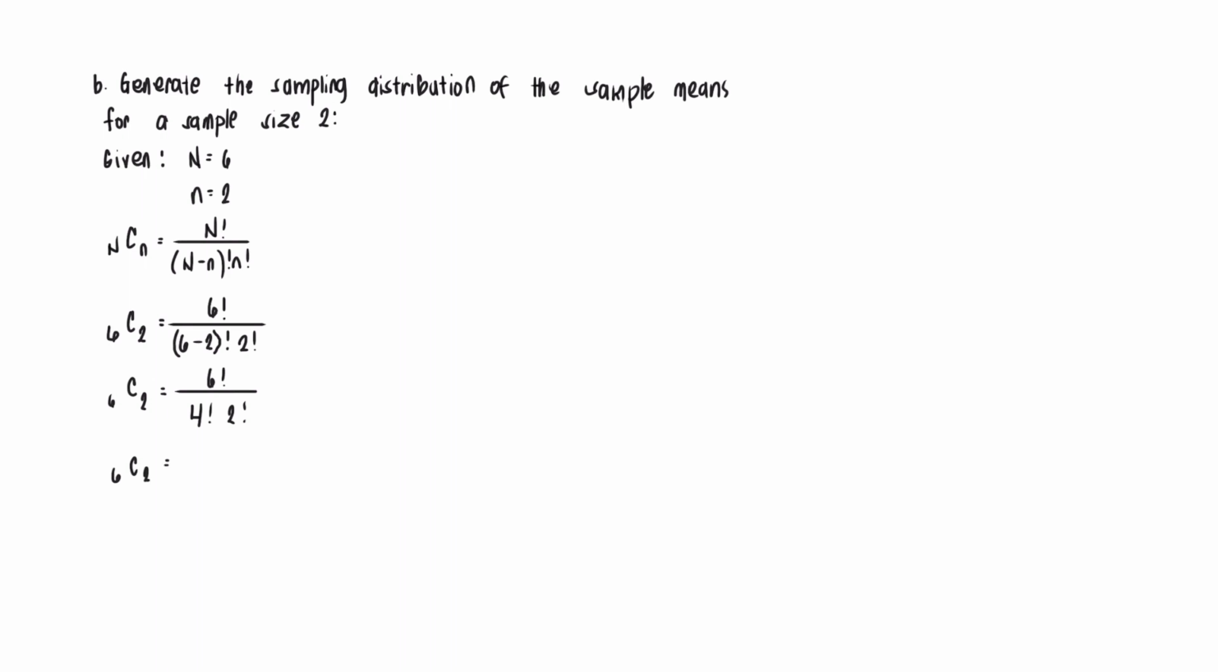In the numerator, we have 6 factorial. It will be 6 times 5 times 4 times 3 times 2 times 1. And in the denominator, we have 4 factorial, which is 4 times 3 times 2 times 1, and 2 factorial, which is 2 times 1. Next, we are going to simplify. We have 720 over 48 in the denominator. It is equal to 15. So there are 15 possible samples of size 2.